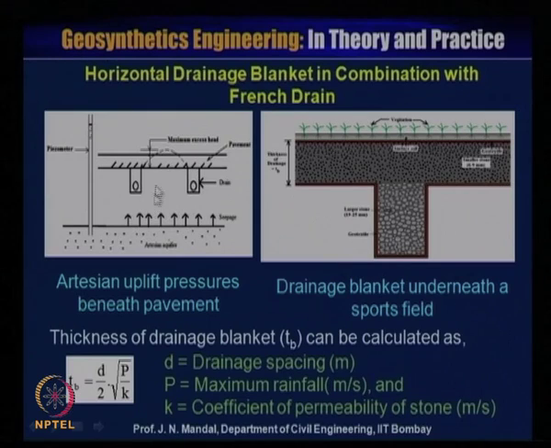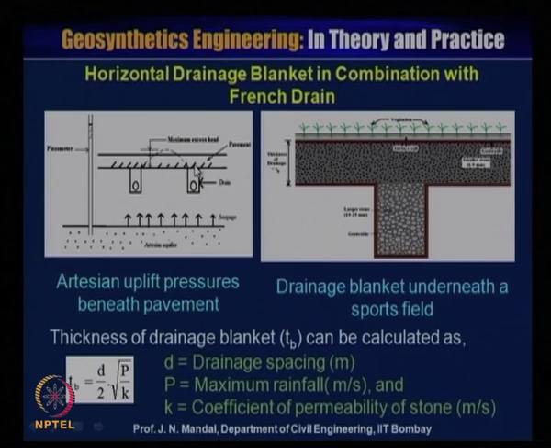So artesian uplift pressure beneath the pavement. Here is the maximum excess head. You can see the pavement here, and due to the artesian uplift pressure beneath the pavement, you can see that the water level goes on increasing and goes beyond the pavement. So water will be stagnant here. You can see the prismatic here. So due to the artesian uplift pressure beneath the pavement, that will be the problem.